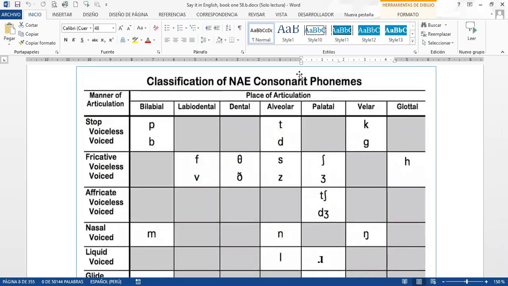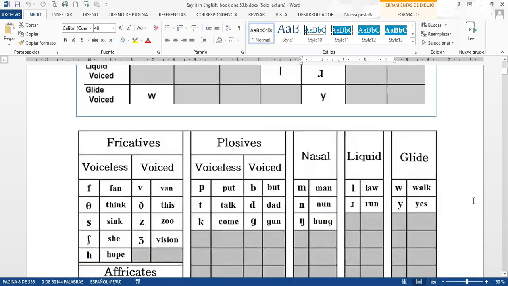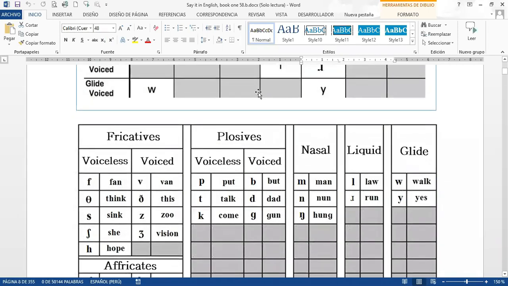Here, we have the consonants, okay? We have like 24 consonants in English, and we're gonna see this in more detail right here, okay? So this is a better chart to explain what is the difference between the consonants. Consonants are different from vowels.